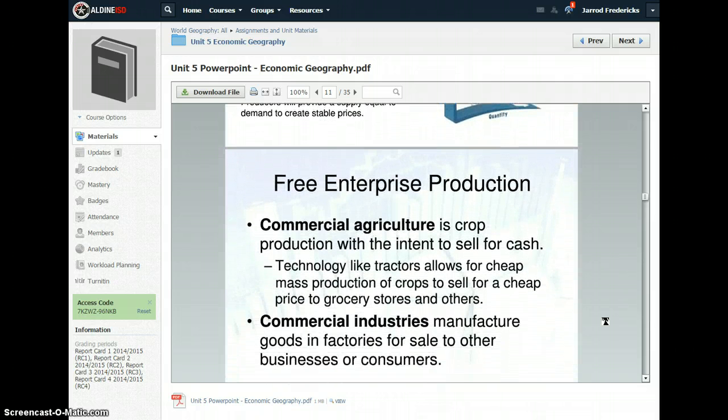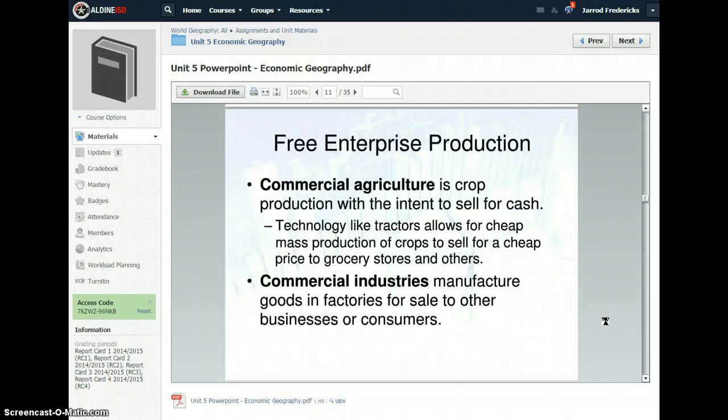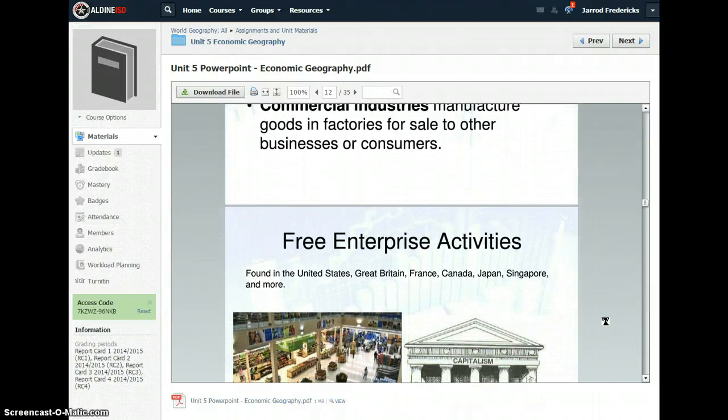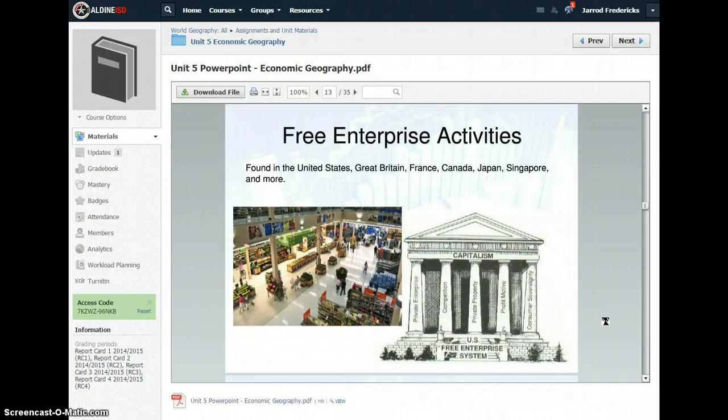In a free enterprise productive society, you have commercial agriculture, where you're growing crops with the intent to sell them, not to support your family. And new technology like tractors allows for the cheap mass production of crops, which you can then sell for a cheap price to grocery stores, who then pass on the savings to the customers. There are also commercial industries where they manufacture goods in factories for sale to other businesses or consumers. I have here some pictures of free enterprise.